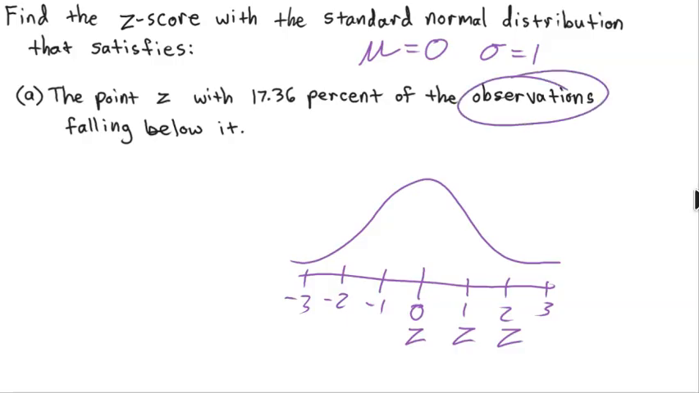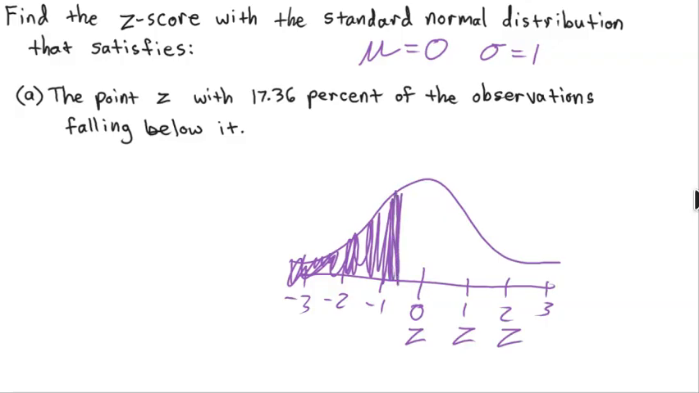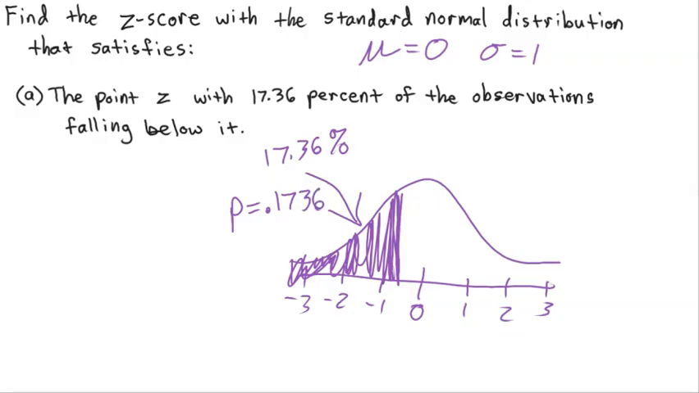17.36% of the observations fall below it, okay? So that means we're looking for a z-score where this shaded region right here is 17.36% because it's below. But note that 17.36% is the same thing as a proportion of 0.1736, okay? And I'm going to show you how to do this using the NumWorks calculator.